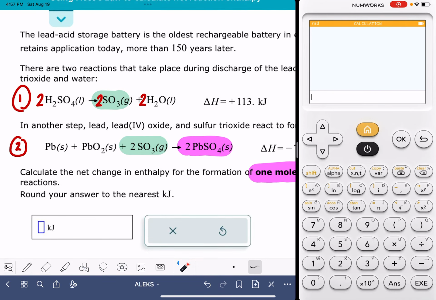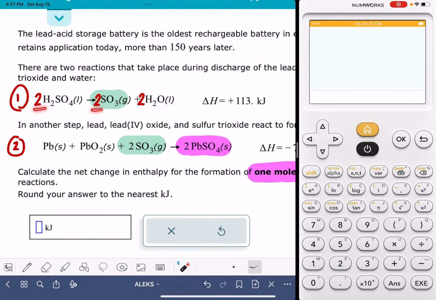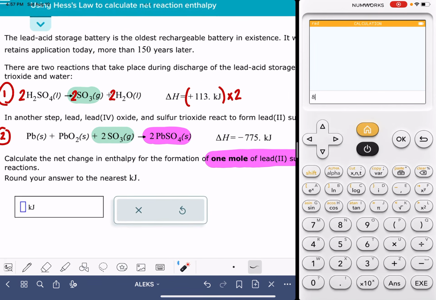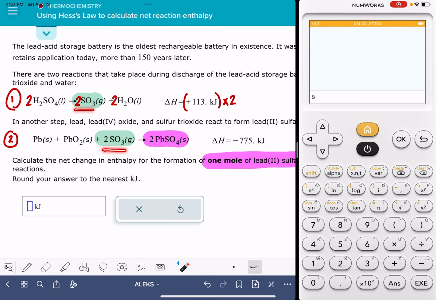Now, before we move on, whatever we're doing to the stoichiometric coefficients of this equation, we also need to do the same thing to the delta H value. If we are doubling the stoichiometric coefficients, we're doubling the reaction, we also need to double the delta H value as well. So whatever we do here mathematically, we're also going to do to delta H. It's possible that you may not need to do this step because maybe they're both going to have the same stoichiometric coefficient, in which case you wouldn't be multiplying your delta H value by anything.